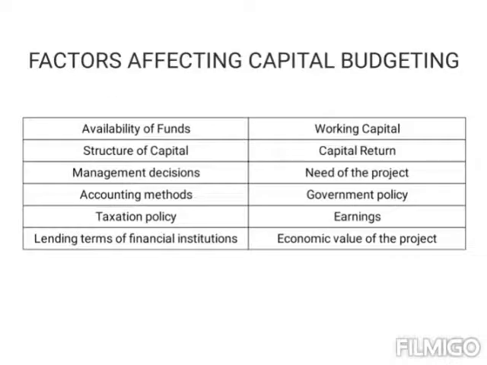And factors affecting capital budgeting. There are a number of factors which affect capital budgeting. Among them, the important things are availability of funds. Second, structure of capital. Third, management decision. Fourth, accounting methods. Fifth, taxation policy. Sixth, lending terms of financial institutions. Then working capital return, need of projects, government policy, earnings, economic value of the project, etc.